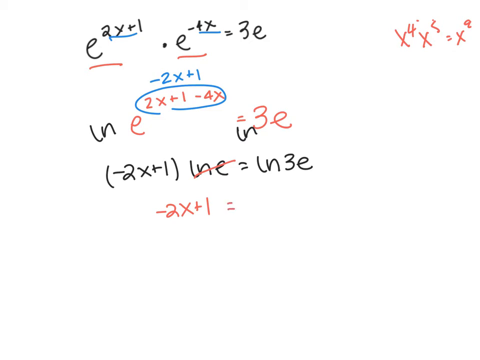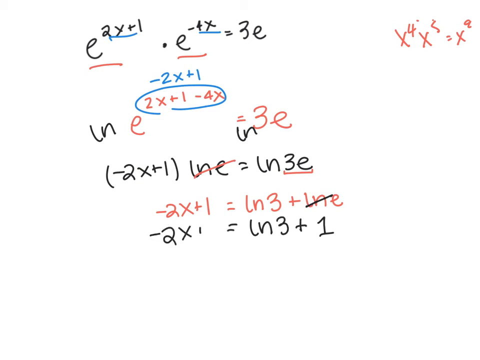On the right side, however, we cannot cancel out the natural log and the e right now. That 3 is in the way. However, we can use our properties to separate these out and then cancel. So remember, when you have a log and there's multiplication, you can separate it into addition. So we can separate this out to be natural log of 3 plus natural log of e. Now we can cancel out. We know natural log of e is equal to 1. So we have natural log of 3 plus 1.